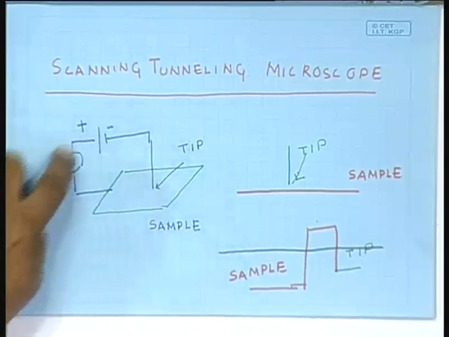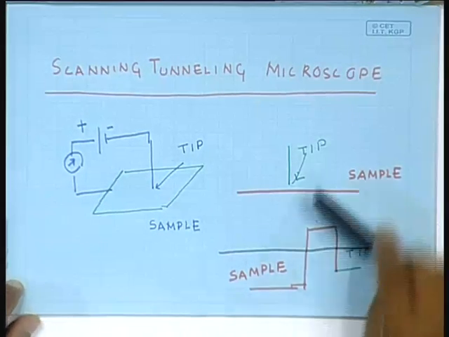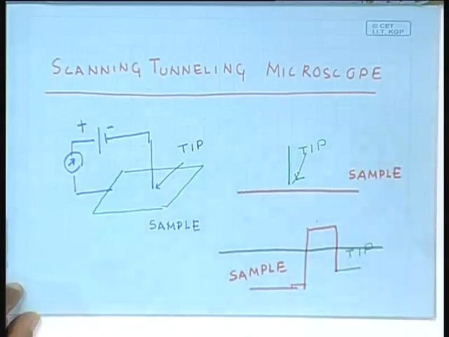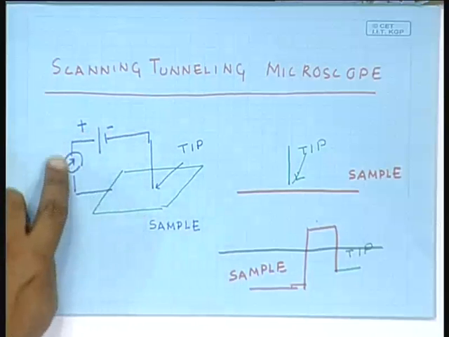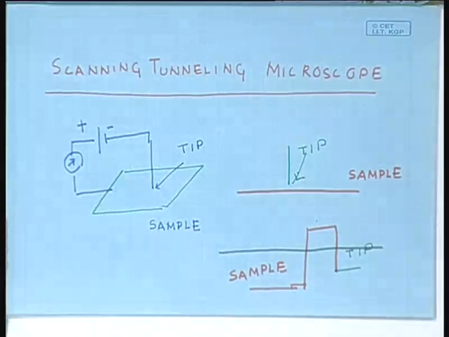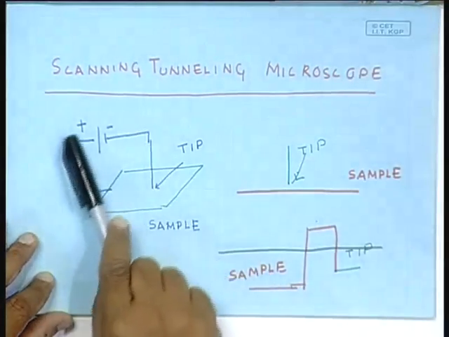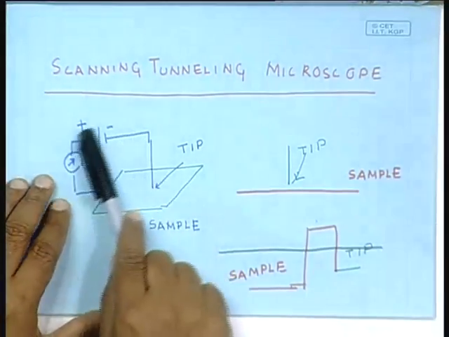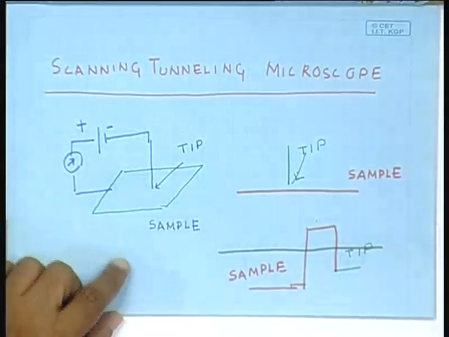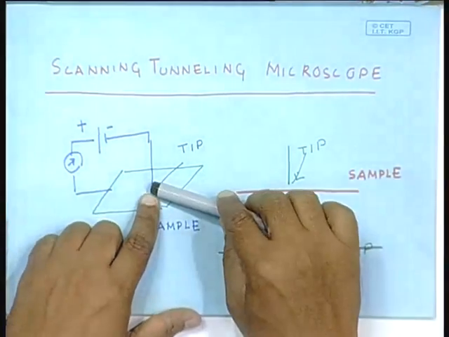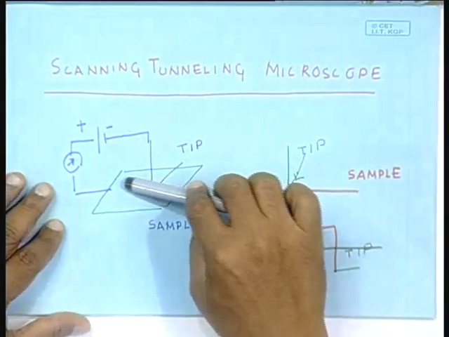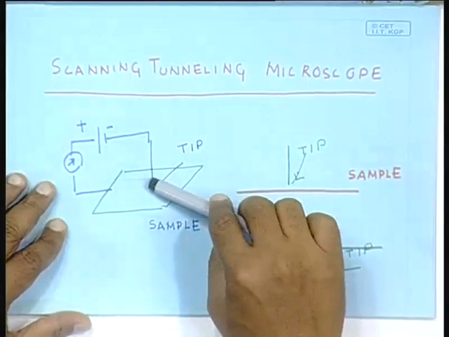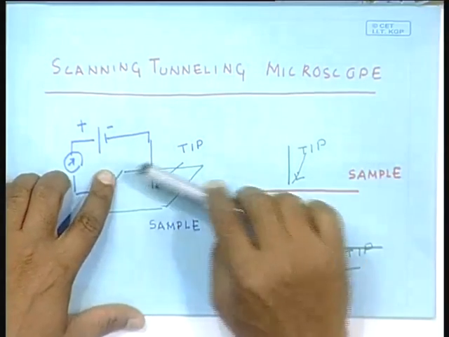So, in this scanning tunneling microscope, what is done is that the tip is brought very close to the sample and you then have a small current which flows because of tunneling. Now, what is done in the scanning tunneling microscope is that the tip is slowly moved across the sample. It scans the sample.